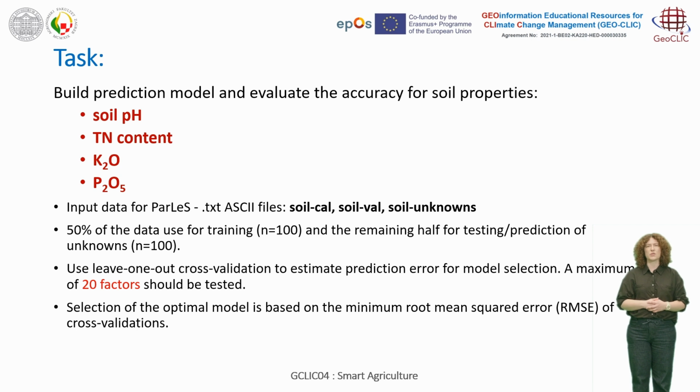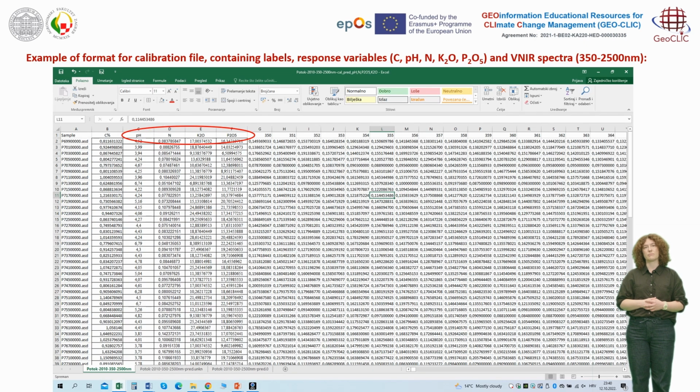For the other half of the soil data set, we use the other 100 samples and usually leave-one-out cross-validation to estimate prediction error. For model selection, a maximum of 20 factors should be tested. The same situation is what we do in the exercise regarding the total carbon content prediction. Selection of the optimal model is based on the minimum root mean square error of the cross-validation, and this number of factors is used for PLSR model calibration or model developing.